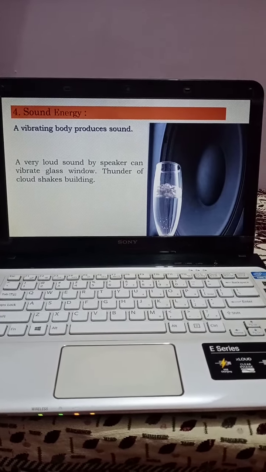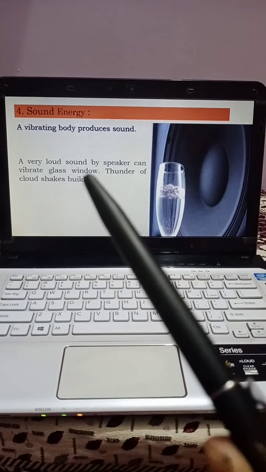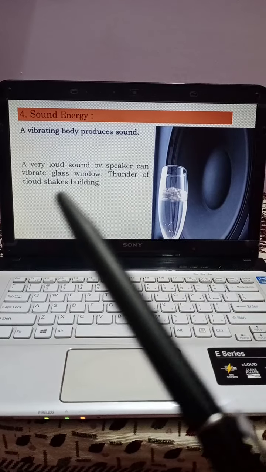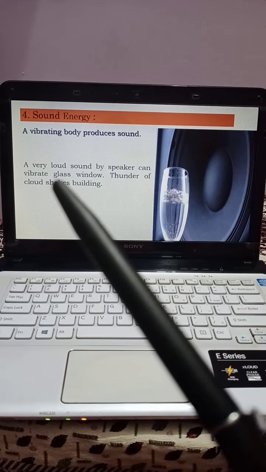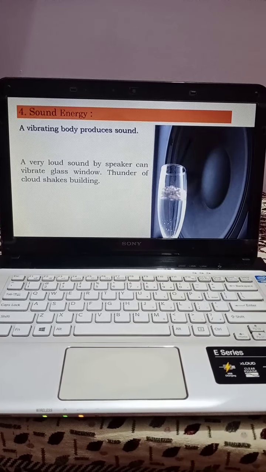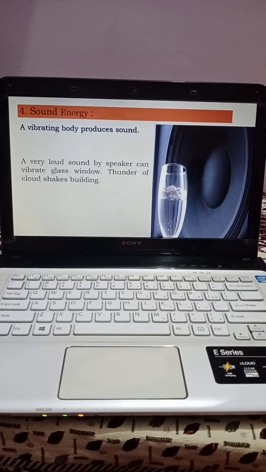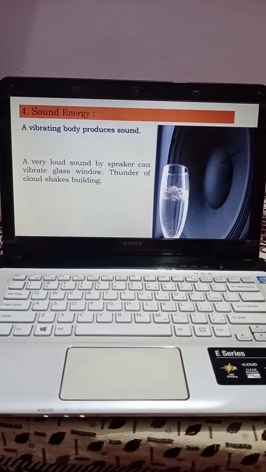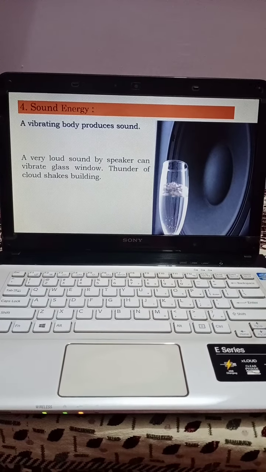Similarly, another example is given here: when a very loud sound from a speaker starts, it vibrates the glass window. Or you might have seen thunder clouds shake the buildings. We feel the vibration. Thus, because of this, we say that sound is a form of energy.